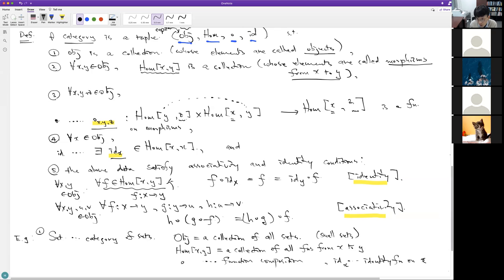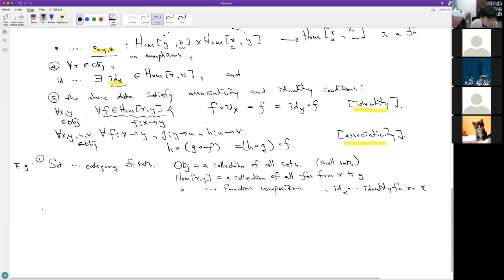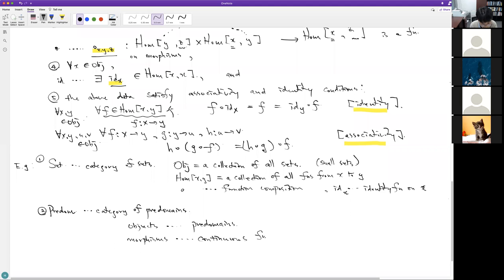But there's another example that we already covered. The other example is Pridom, the category of pre-domains. So in this case, what are the objects? Objects are pre-domains, which are partially ordered sets where every chain has a least upper bound. And then what are the morphisms? Morphisms are continuous functions here. And then circle is function composition, and ID is an identity function.